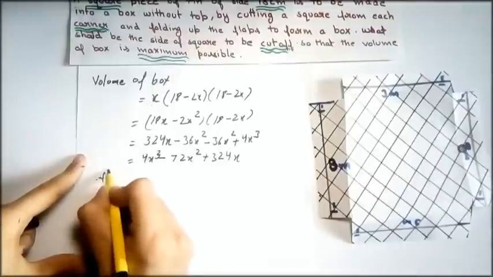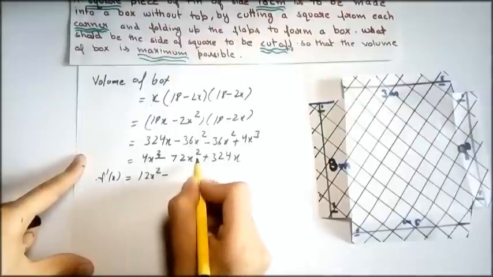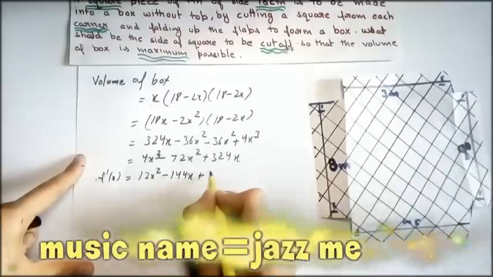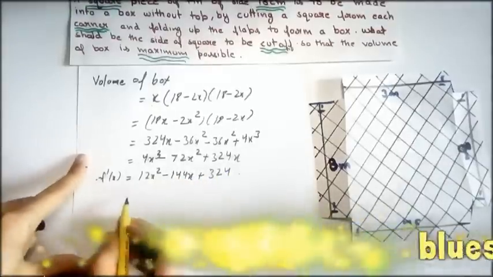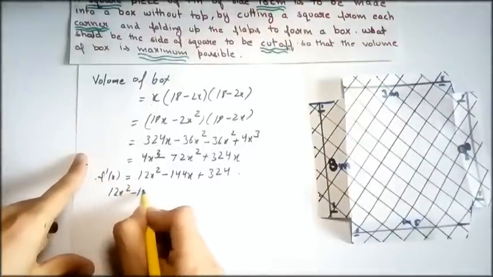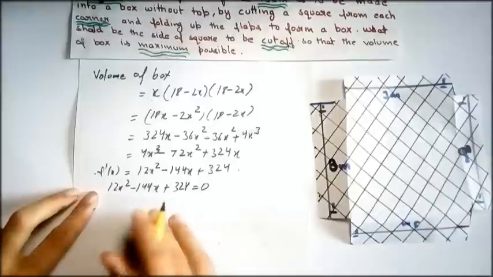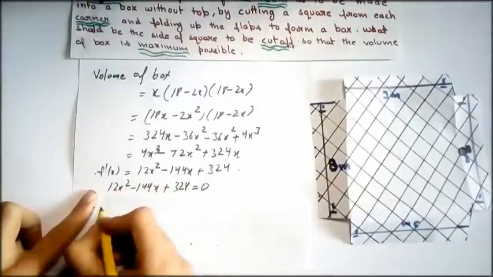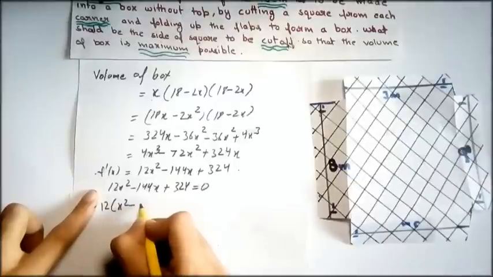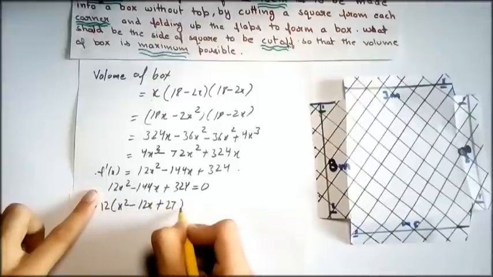Now we have to find f dash x, which is 12x square minus 144x plus 324. Now to find the value of x, put it equal to 0. That is 12x square minus 144x plus 324 is equal to 0. Now after this 12 will come out common. That is 12 times (x square minus 12x plus 27) is equal to 0.